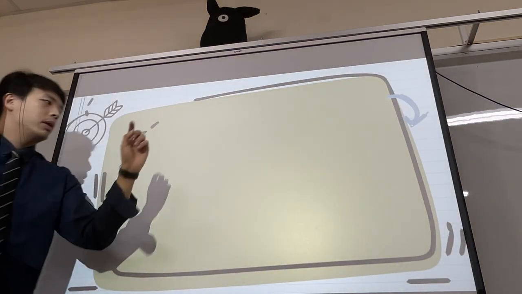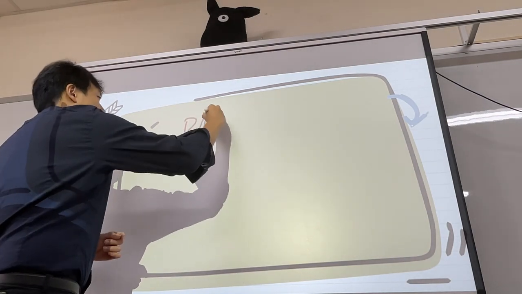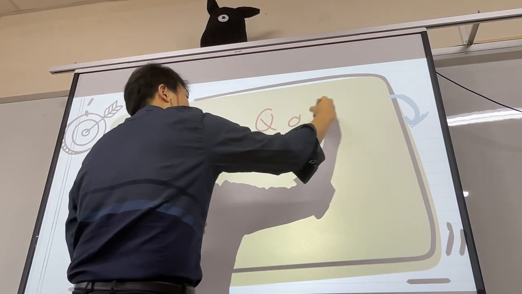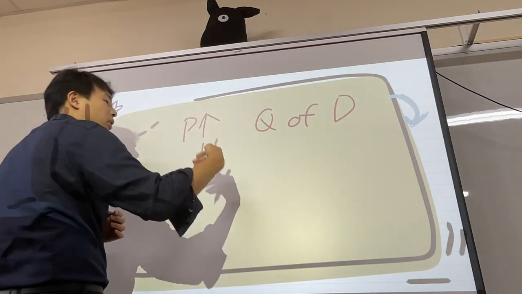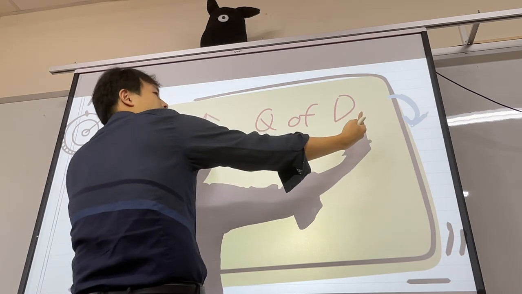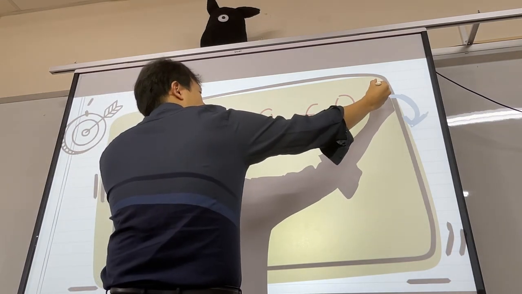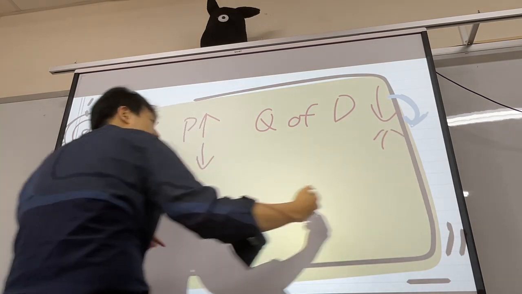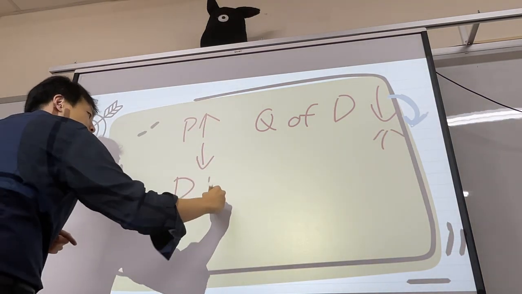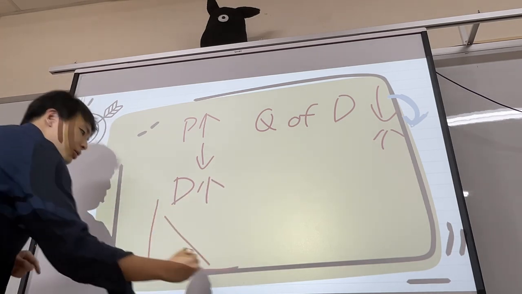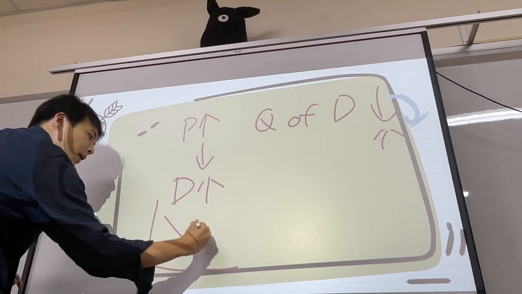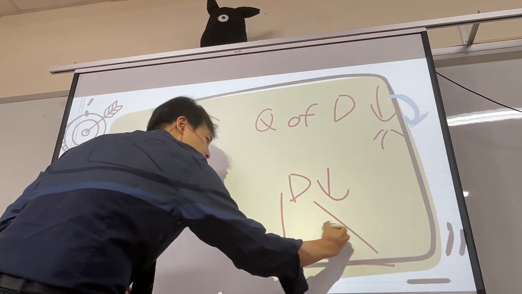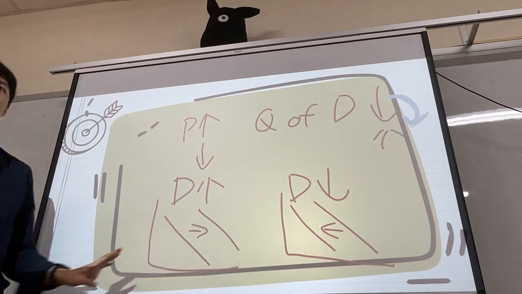Guys, please. When they say price goes up or price goes down, it has to do with quantity of demand. Okay? When the price goes up, quantity of demand? Decrease, guys. And when it goes down? Increase. And then demand up? Right or left? Right. Demand down? Right or left? Left. Guys, please, totally different.